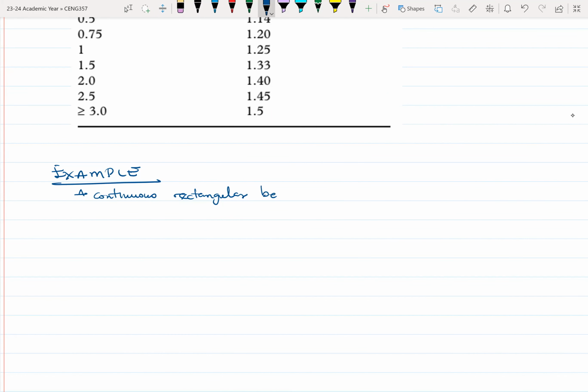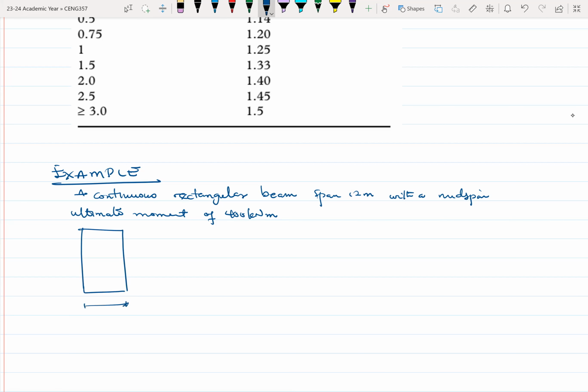Let's say the span is 12 meters with a mid-span ultimate moment of, let's say, 400 kilonewton meter. Okay. So this is the cross section of the beam. Our breadth, or the width, is 300 millimeters. Okay, that is given.